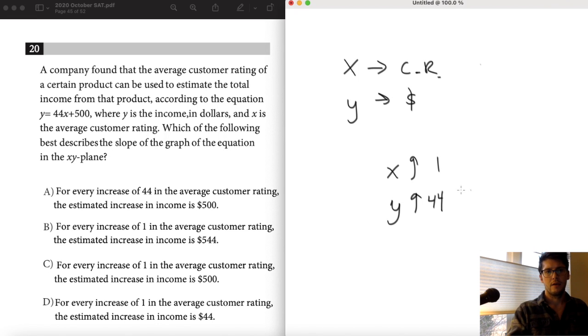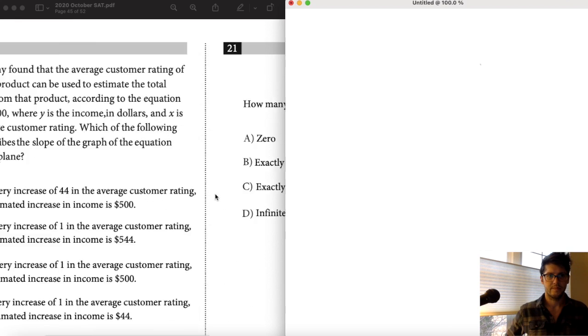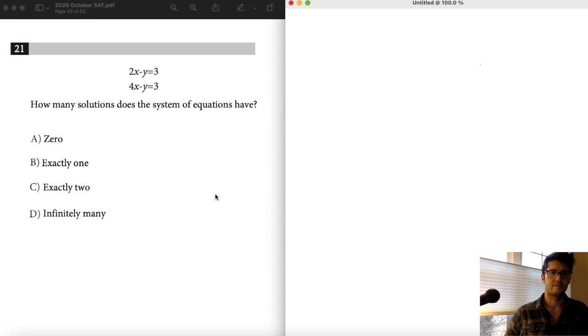Okay. Let's keep going here. So that was 20. Here's 21. How many solutions does the system of equations have? Okay, there's something I know right away. It's not exactly 2, because these are both lines. How do I know they're lines? They just have an x and a y. They don't have any squareds. Anytime you just see x's and y's, that's just a line. Right? And we'll find out what's up with this line here.